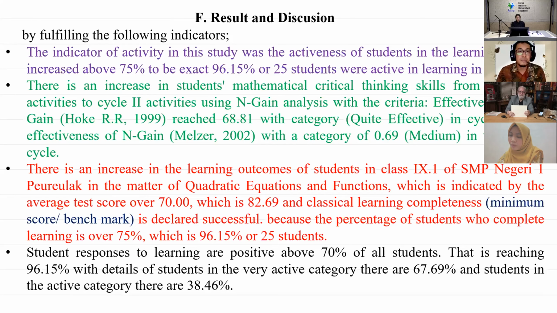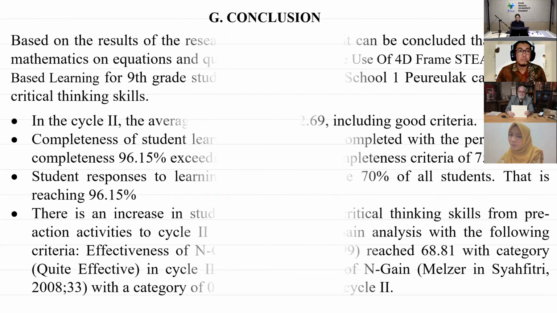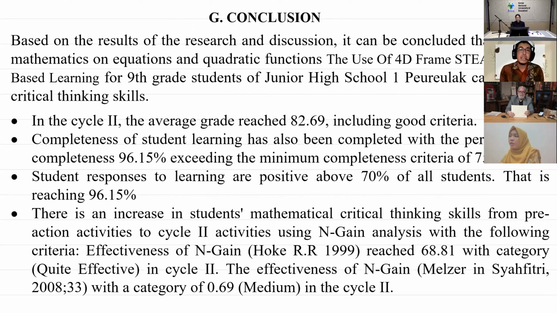And then the conclusion. Based on the results of the research and discussion, it can be concluded that learning mathematics on equations and quadratic functions using 40 frame STEAM project-based learning for 9th grade students of Junior High School 1 Perla can improve critical thinking skills.